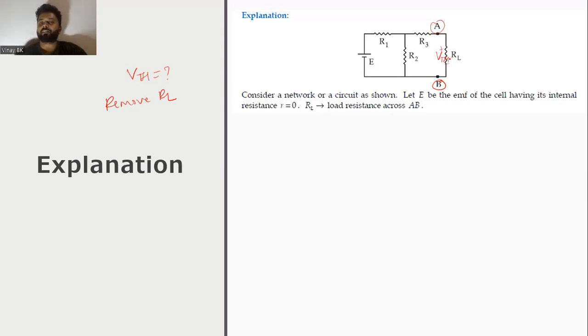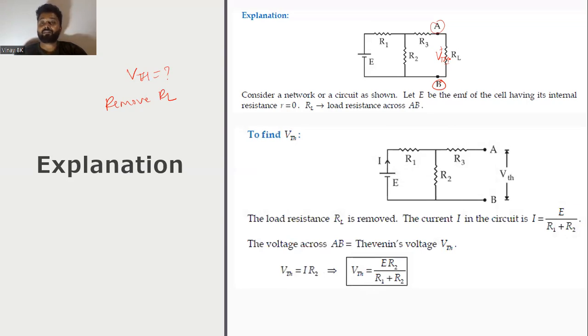So you can see, consider a network or a circuit. Let E be the EMF with an internal resistance of 0, meaning it can be replaced by a short circuit, and it has a load resistance RL which is connected across the terminals A and B. To find the VTH, you should remove this load, remove RL, then find the voltage across terminals A and B, that is nothing but VTH. To find the value of voltage across the terminals, you can use any of the reduction techniques or reduction methods.